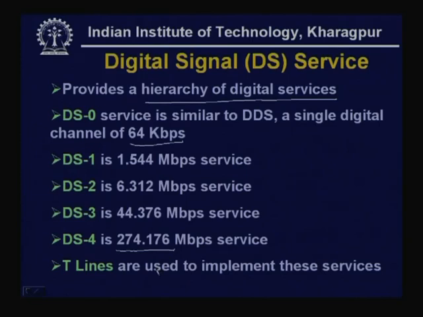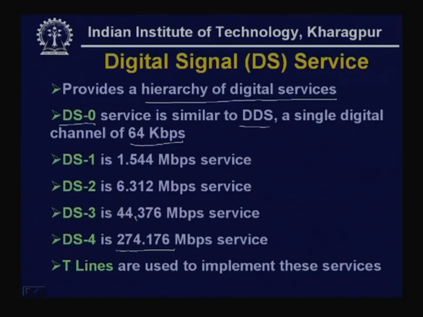through a number of services, and these services are known as, for example, DS0. DS0 service is similar to DDS. It is a single digital channel. However, the bandwidth here is 64 kilobits per second, that is the data rate being allowed, instead of 56 kilobits per second. And DS1 provides you a 1.544 megabits per second service. How, I shall explain. Then DS2 provides you a 6.312 megabits per second service.